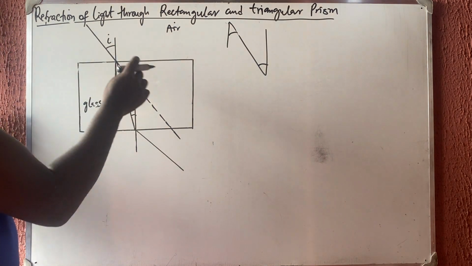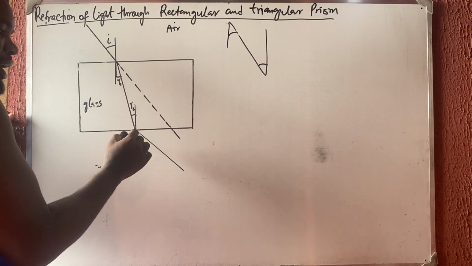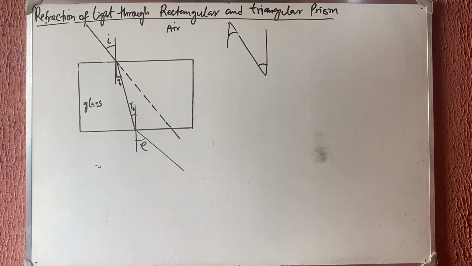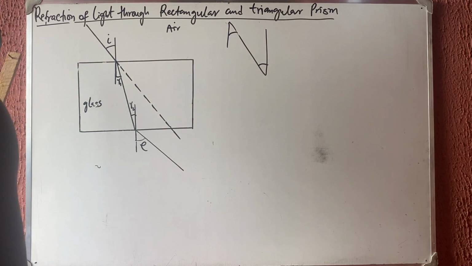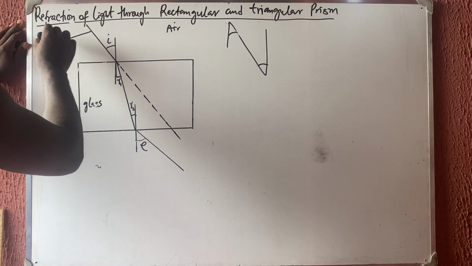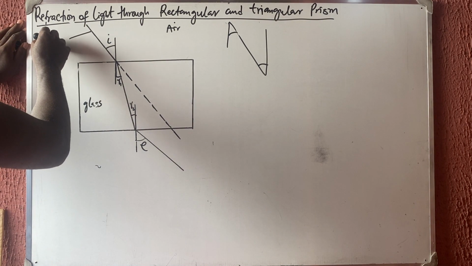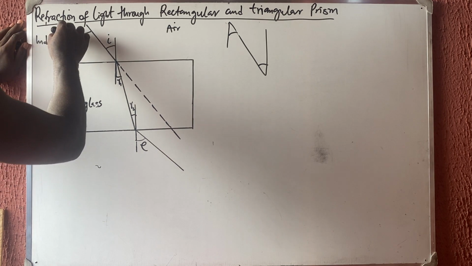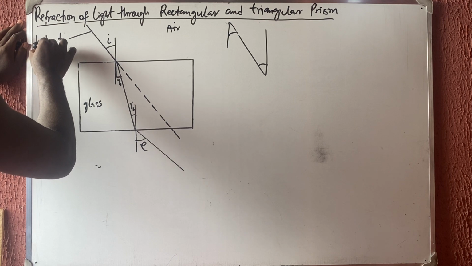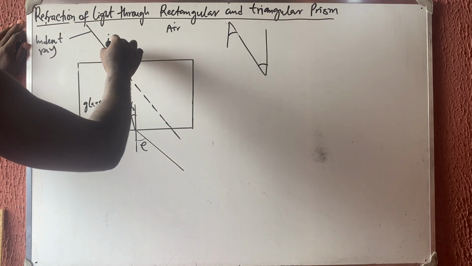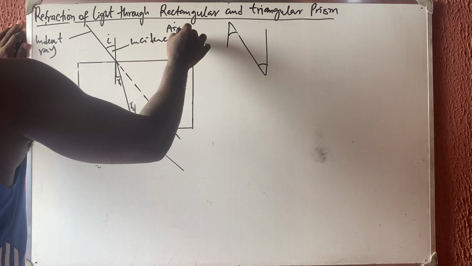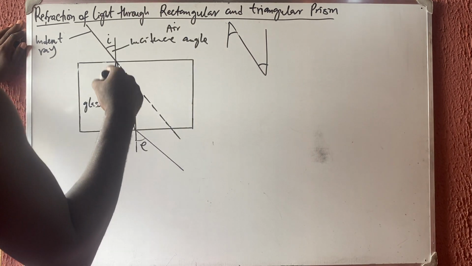Why? Because the glass inside is denser than the air. We'll call this angle e. This e is called the emergent angle. This is our incident ray, and this is our incidence angle. We have done this before in the previous video.